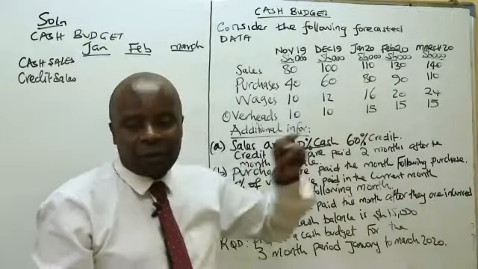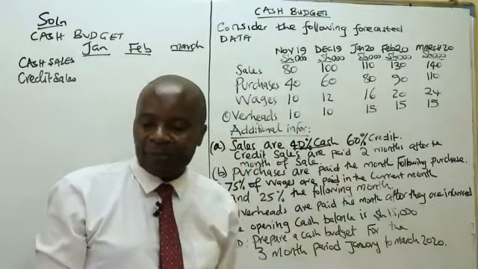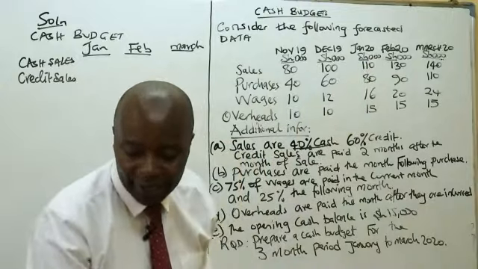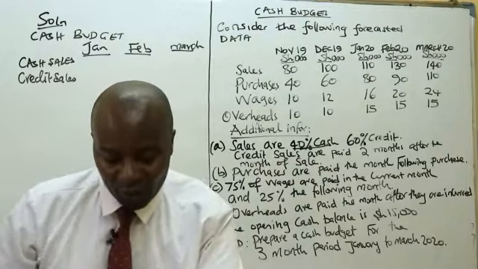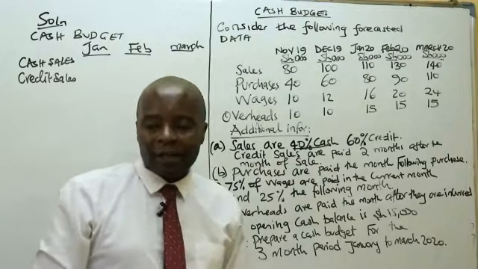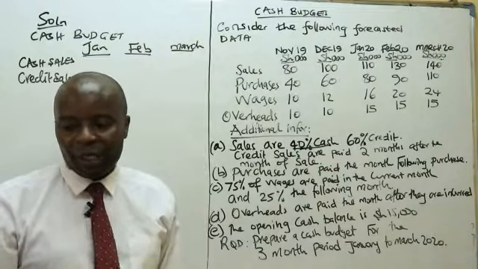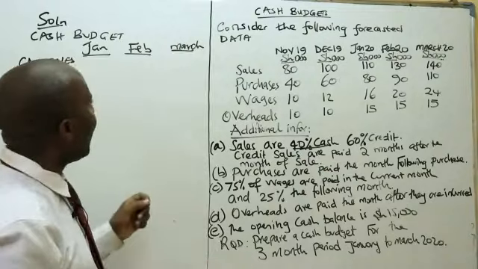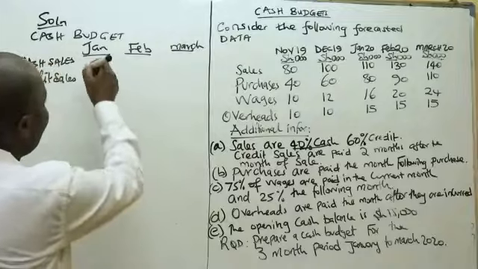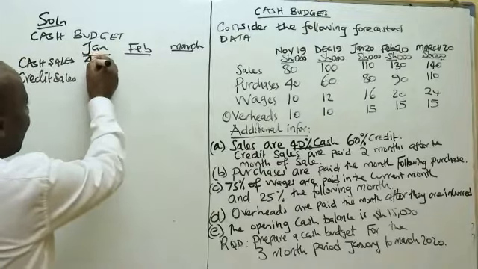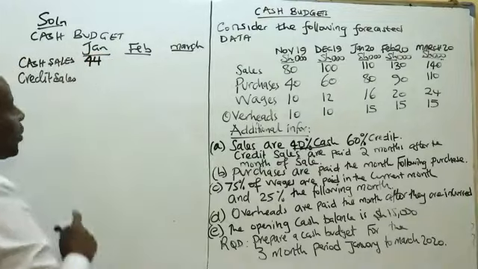Can somebody give me 40% of 110 equals what? Somebody help me out there. From Beatrice, 40% of 110 for January is 44. So it falls under cash sales.